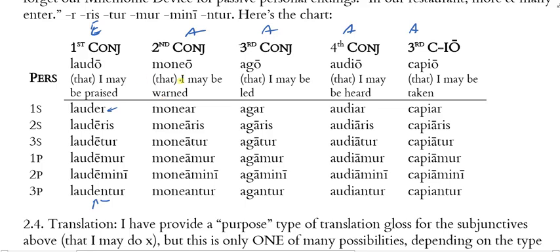Now, we'll just read the forms here. So monear, monearis, moneatur, moneamur, moneamini, moneantur. And then we have agar, agaris, agatur, agamur, agamini, agantur.